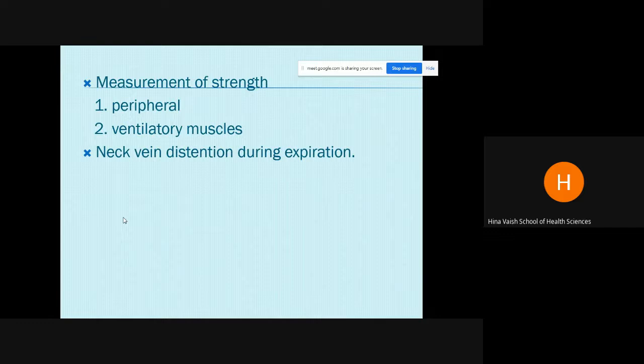Because of that, the peripheral muscles are affected. The quadriceps is one of the muscles which gets affected very early, and loss of strength in those muscles can be seen. So it is important to measure the strength of the peripheral muscles of the upper and lower limb in these patients. Then the respiratory muscles start getting weak as well, so respiratory muscle strength measurement is also important. We can also see neck vein distension during the expiratory phase in these patients.